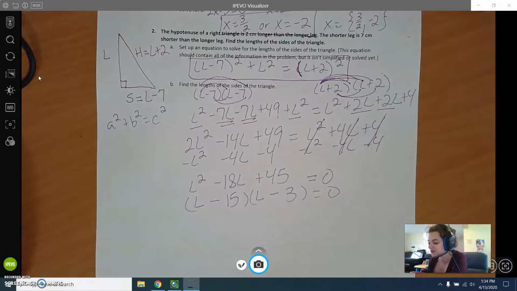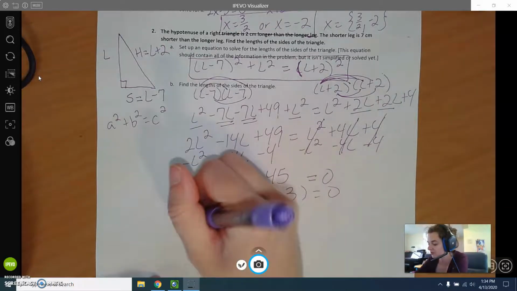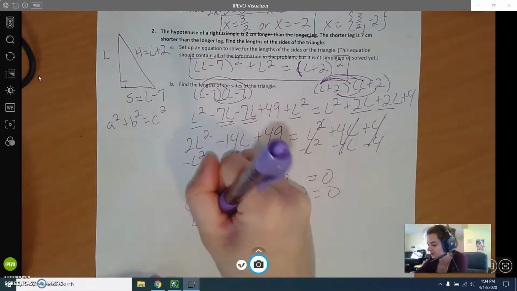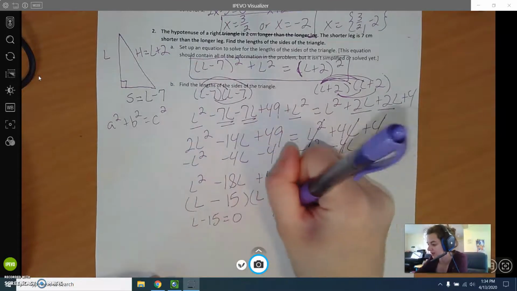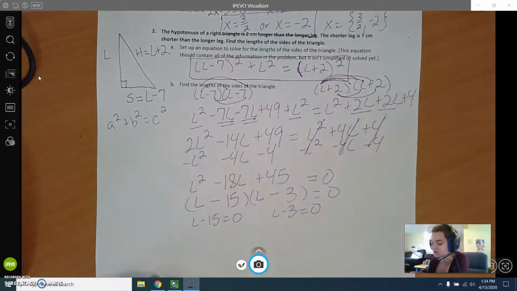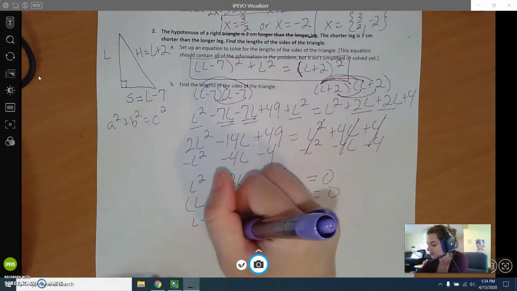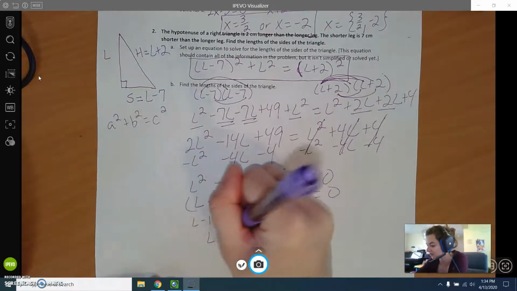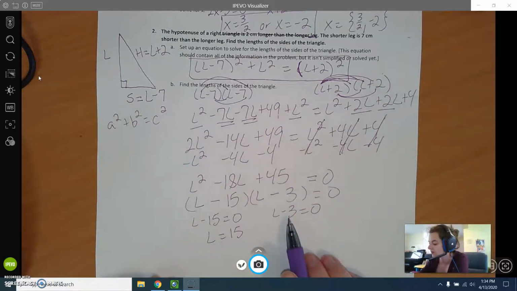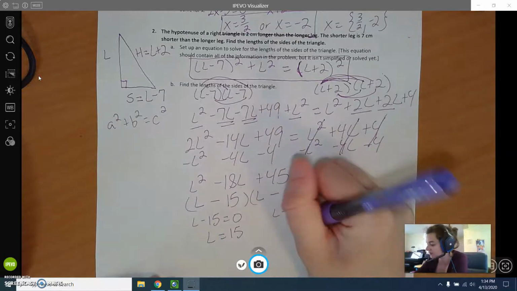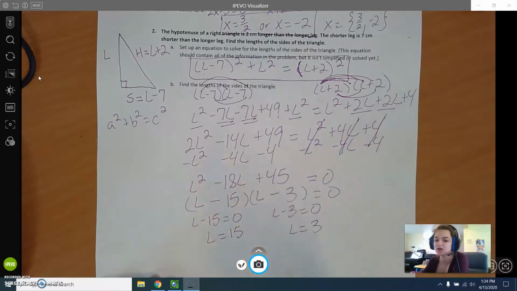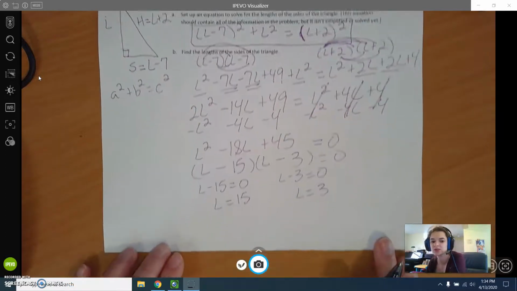Okay? Then you set each factor equal to 0 and solve. So we'll have L minus 15 equals 0, and we'll have L minus 3 equals 0, and we'll solve our little equations. For the first one, I'll add 15 to both sides, so that means that L equals 15. For L minus 3 equals 0, I would add 3 to both sides, so that means that L equals 3. So we've got two possible answers. Let's see how they work out with everything else.